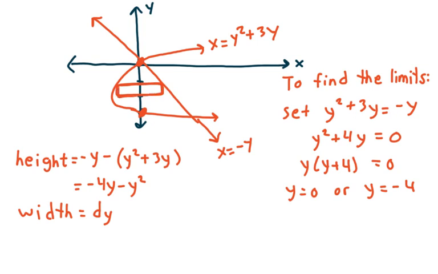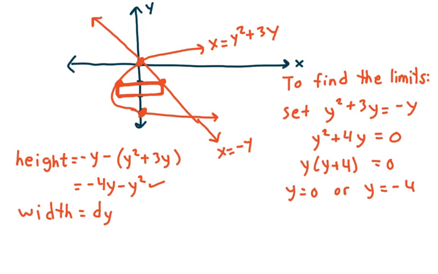And so to get the height, we take x equals negative y, right? And I'm going to subtract off y squared plus 3y to get this height. And I get negative y minus the quantity y squared plus 3y, which is negative 4y minus y squared. The width is dy. Now, that takes care of the height and width. Now what I need to do is find the limits.